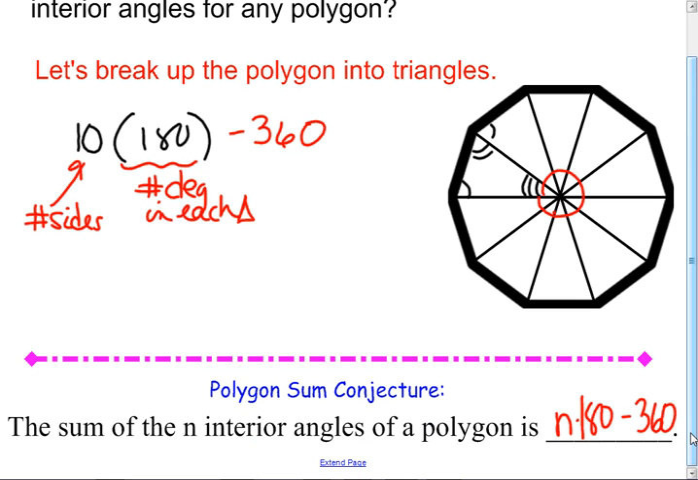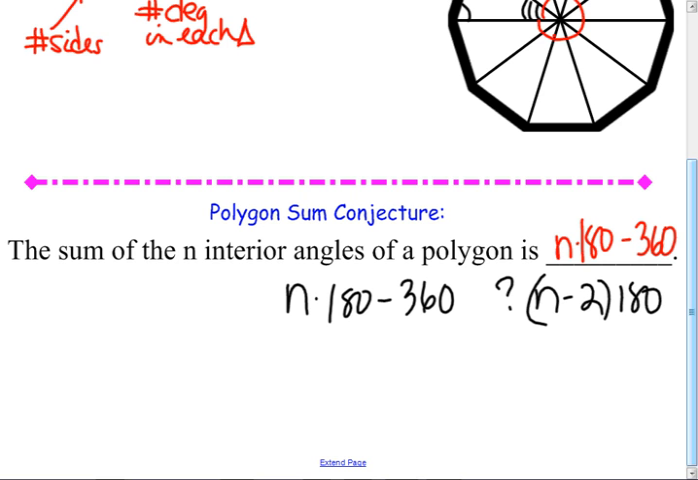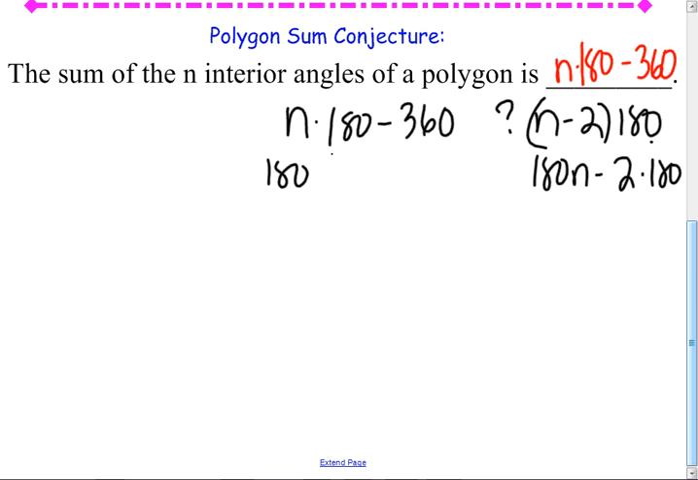Is it the same? I'm glad you asked that question. Is n times 180 minus 360 the same as n minus 2 times 180? Yes. You can do it 2 ways. You could distribute. That's 180n minus 2 times 180. Or you could look at this and factor 180 out. So they are the same. And then this is going to be n minus 2. I find the second method easier for me. But they're both the same.